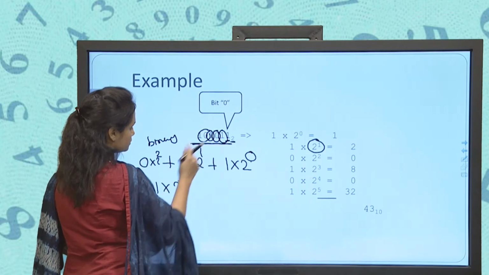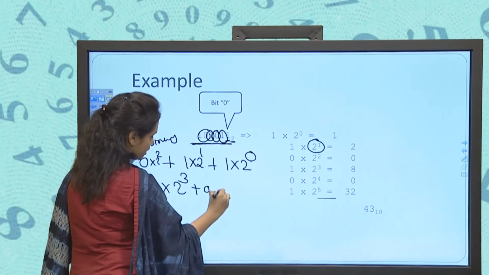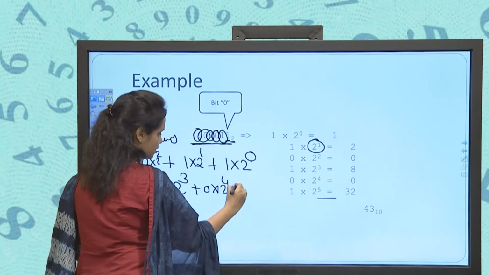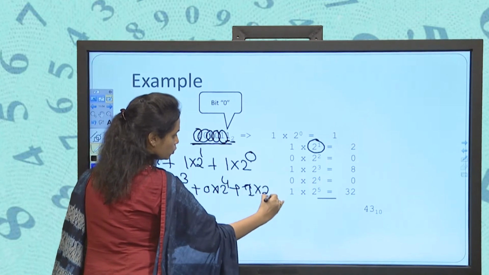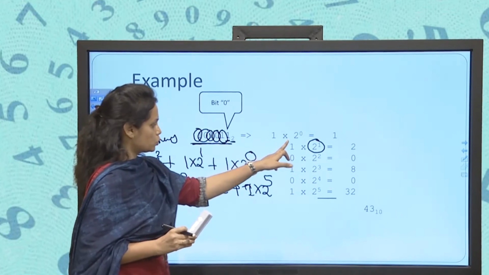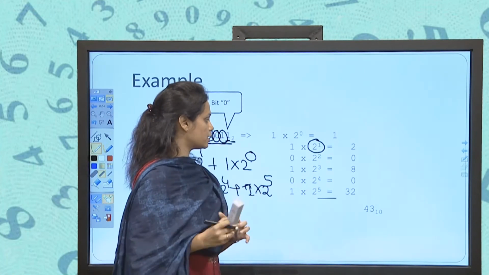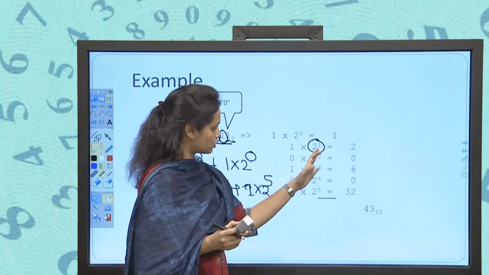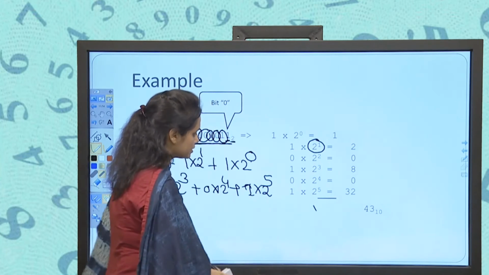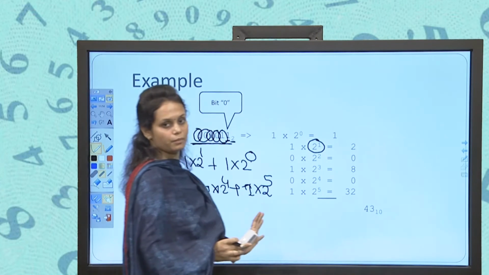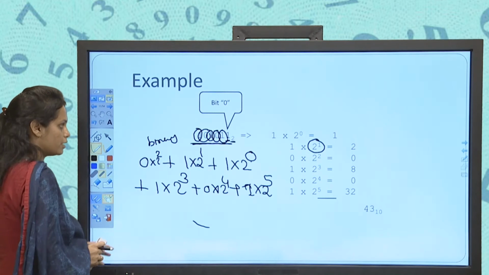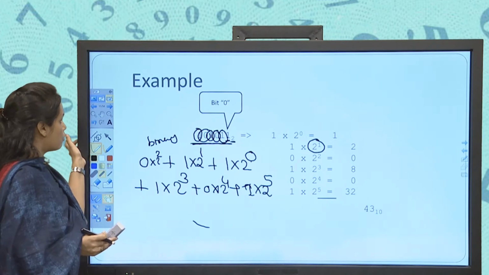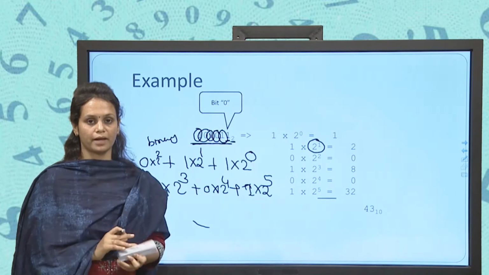For the next 0, we increase the power by 1, that means 2 raised to 4, and for the last number 1 into 2 raised to 5, fine. That means 2 raised to 0, any number raised to 0 always gives you 1, 1 into 1 is 1, 2 into 1 is 2, this is the simplest calculation, the answer is 43. What is 43? 43 is the decimal number, fine. This is the procedure for how we convert our binary number to the decimal number. We'll see one more example on how to convert a binary number to a decimal number.